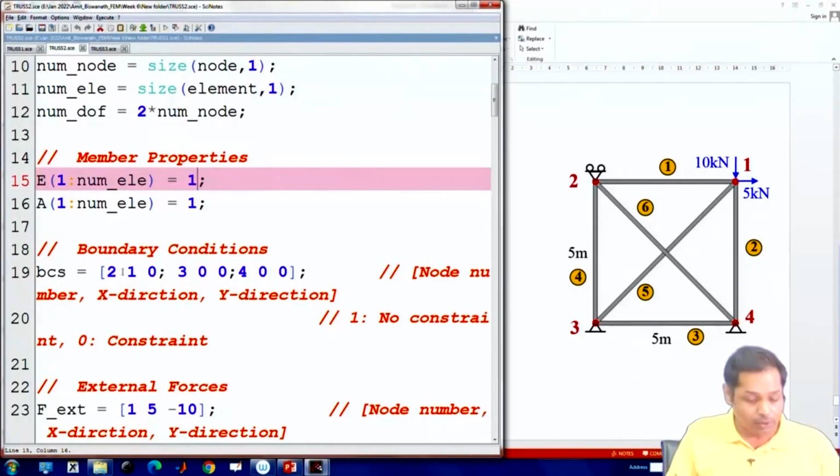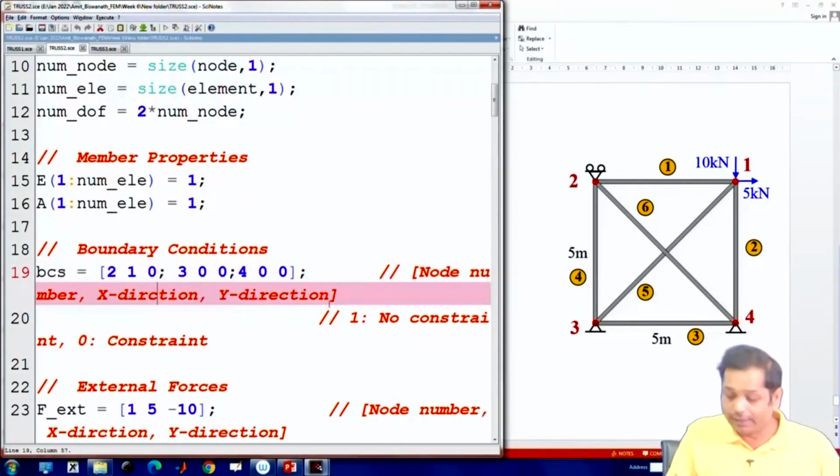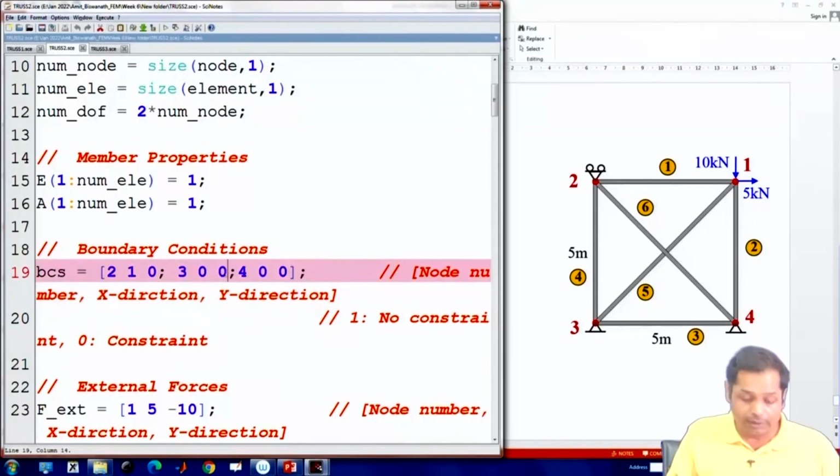So at node number 2, only the y direction is constrained. That's why it is 0. In the x direction, there is no constraint. That's why it is 1. And then at node number 3, both the degrees of freedom are constrained, and at node number 4, again both the degrees of freedom are constrained. So this is the boundary condition.